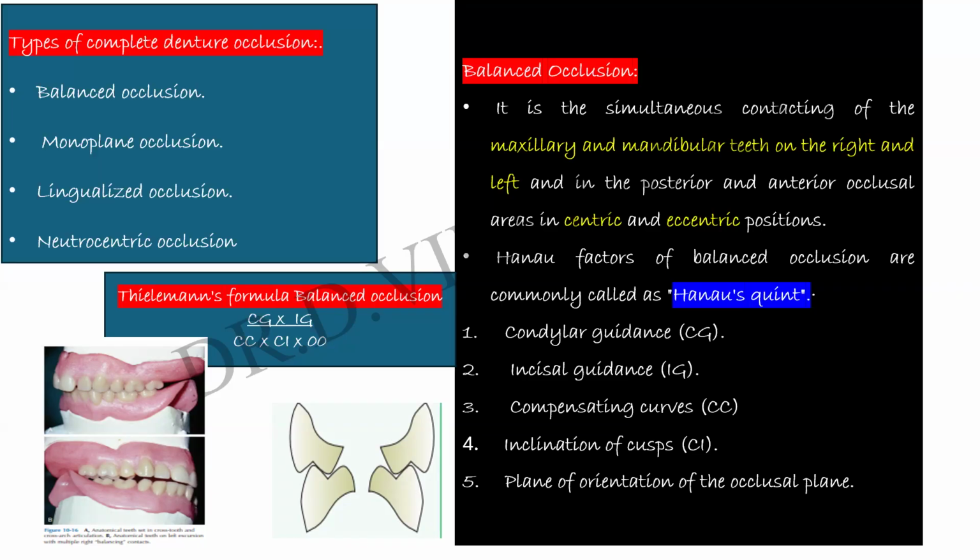Balanced occlusion is a simultaneous contacting of maxillary and mandibular teeth on the right and the left, in the anterior and posterior relation, in centric and eccentric. That is, whenever the patient performs any movement, all the teeth should come in contact. And that is established by following these 5 principles: condylar guidance, incisal guidance, compensating curves, condylar inclination, and the occlusal pattern of the teeth. That is the occlusal design, how the teeth are arranged.